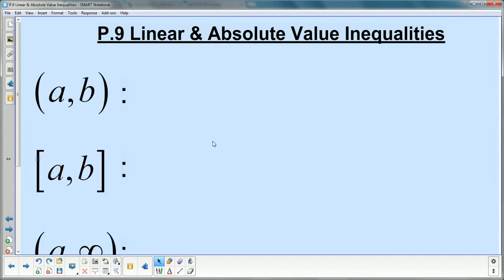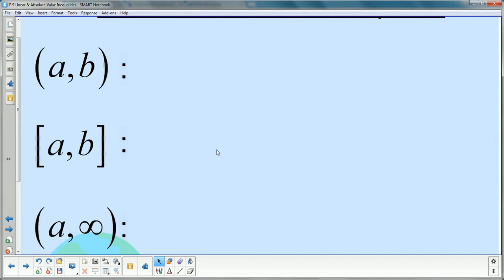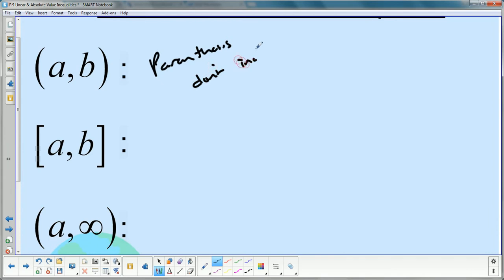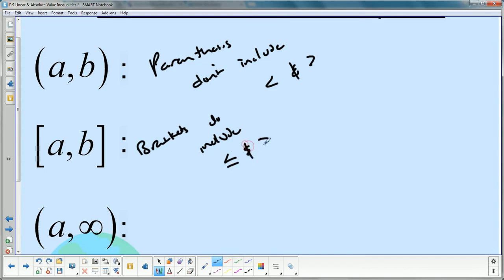First thing, when we talk about interval notation, it's going to be how we write our answers with regards to inequalities. And what we need to remember is that parentheses don't include, and that's usually when we have the symbols less than and greater than. Okay, brackets do include, and that's going to be less than or equal to and greater than or equal to. Okay, we can also have a mixture of the two.